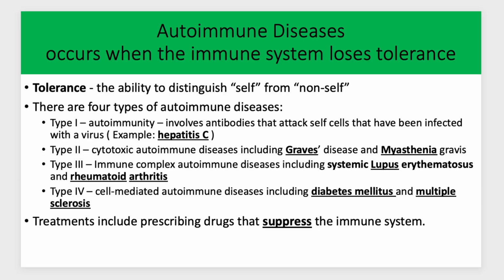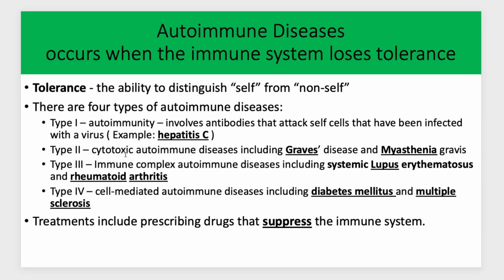Now some autoimmune diseases occur when the immune system loses tolerance. Tolerance is the ability to distinguish ourself, what is ours, from what is not. We have an ability to do that, and that develops before we're even born. There are 4 types of autoimmune diseases. Type 1 would be autoimmunity. This involves antibodies that attack our self cells that have been infected with a virus. An example of that is hepatitis. Because our liver cells have been infected with that virus, our immune system does not recognize them as self and tries to attack them, and we get the symptoms of hepatitis and liver damage.